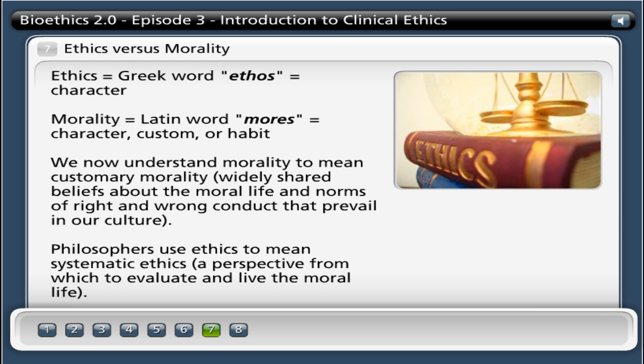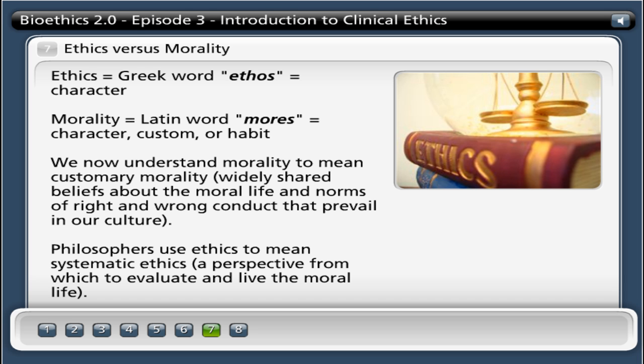Ethics versus morality. As I mentioned, how we use ethics and how we use the word morality can actually help us distinguish what exactly ethics is and what it isn't. Let's go back to the etymology of the word ethics in Greek and Latin. For the Greeks, the word ethos described one's character, and that's perhaps one of the reasons why we still have that artifact that most people think that ethics has to do with their character.